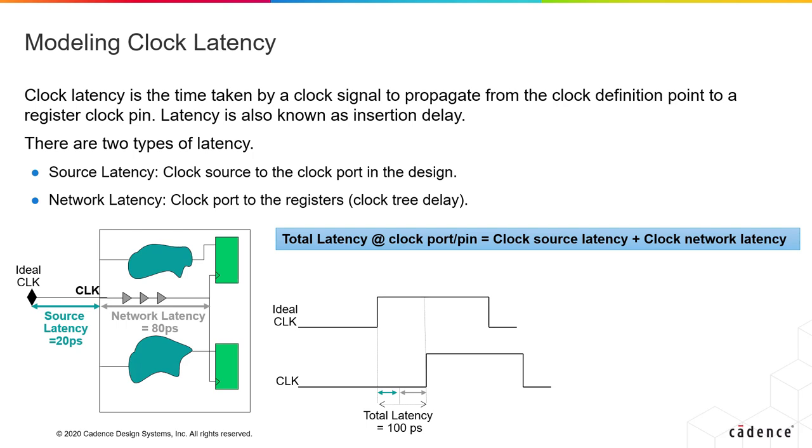Clock arrival times are modeled via clock latencies. You need to define two types of latencies, source latency and network latency. Source latency is measured up to the point of entry of the clock into the design or block. Network latency is measured inside the design. So, any buffering that you do inside of your design is included in the network latency. The total latency at any given flop or a latch is therefore the combination of source latency and network latency.